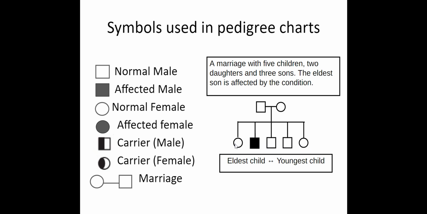Something else to keep in mind is that these are listed in age order from oldest to youngest. So you always list the oldest child farthest to the left, kind of like if you're reading across the page. So again, marriage, and then the line coming down and branching will show all the children that these two parents have had, oldest child to youngest child. So they've got 1, 2, 3, 4, 5 kids, 2 girls, 3 boys. 4 of the children are not affected, they're normal, and we have 1 child that is affected.